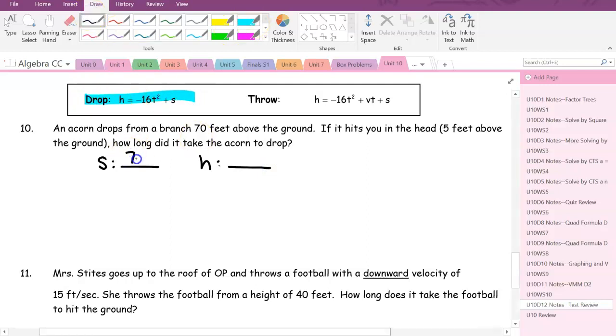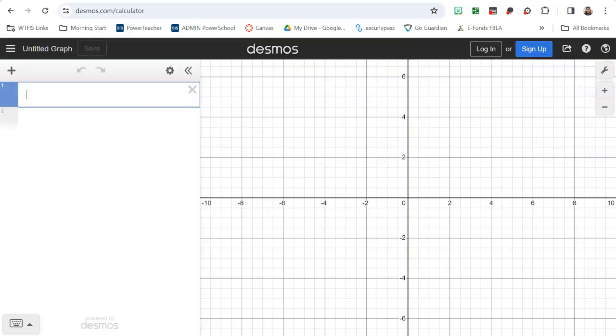The starting height of the acorn is 70, the end height is 5, and I'm just going to plug my numbers in here. So 5 equals negative 16t squared plus the starting height of 70. I'm going to do one of these with my calculator and one with Desmos. I'll use Desmos for this one, and the calculator for the next one.